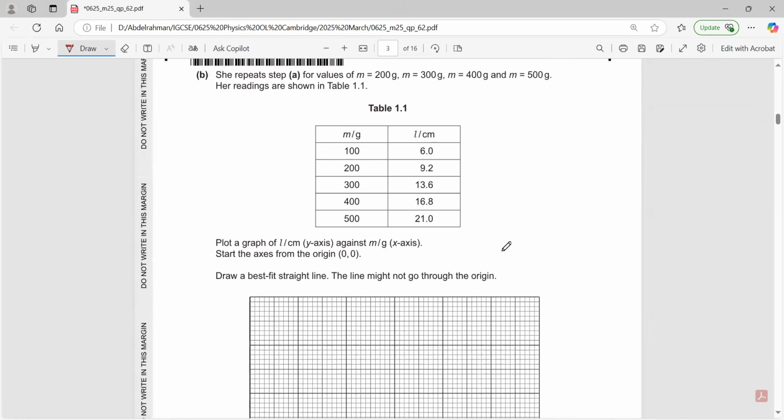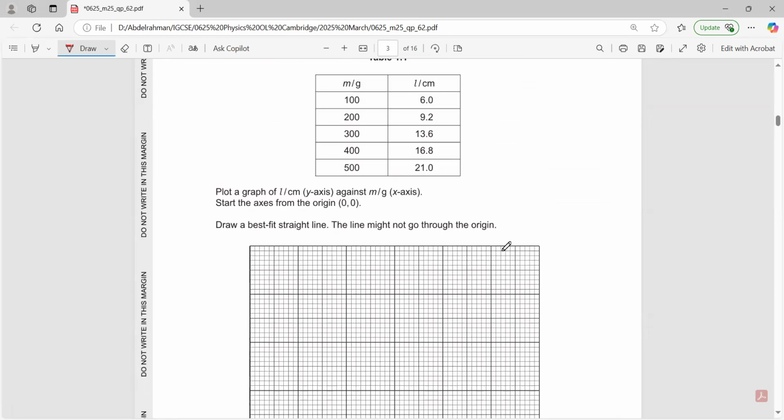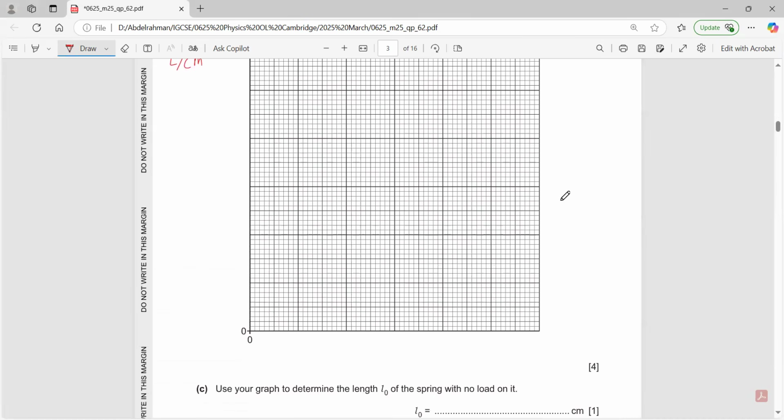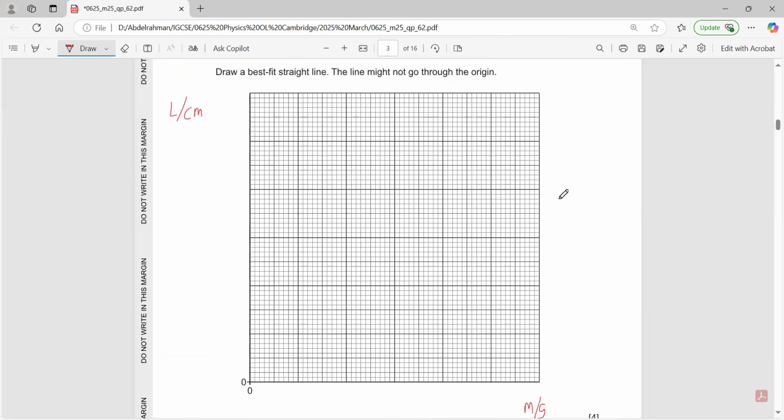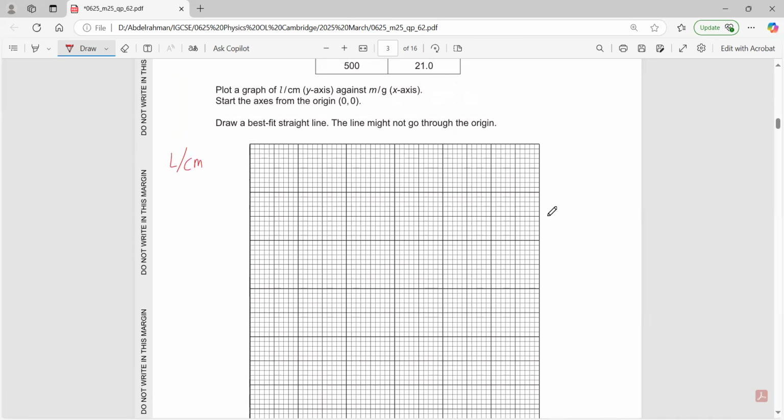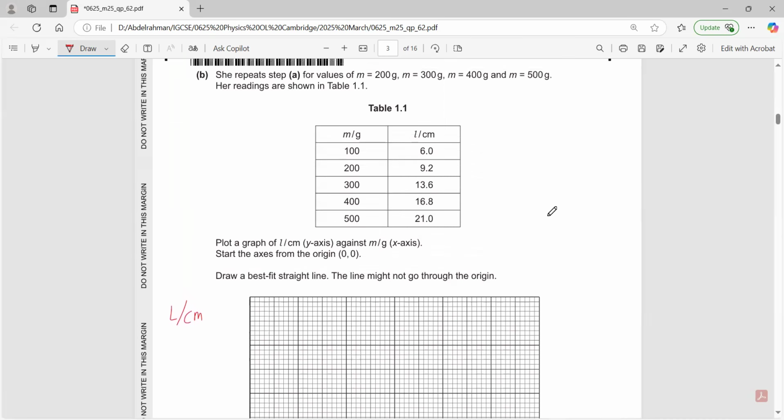Moving on to question B, we have a table and we are required to plot a graph of L slash centimeters on the y-axis and M slash g on the x-axis. Both axes start from the origin, from 0 and 0. So let's start plotting the graph. You have to start from 0.